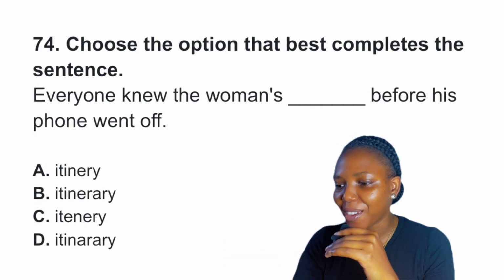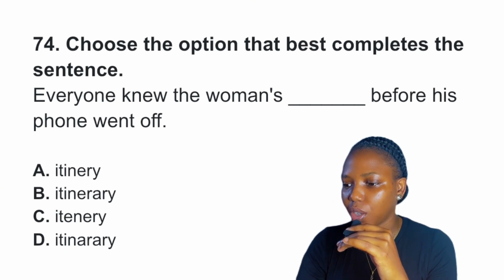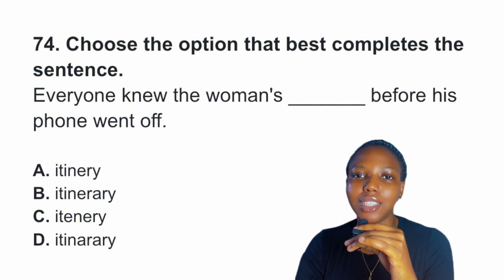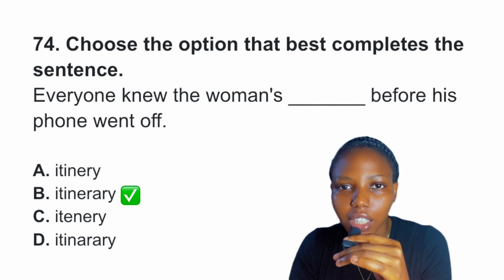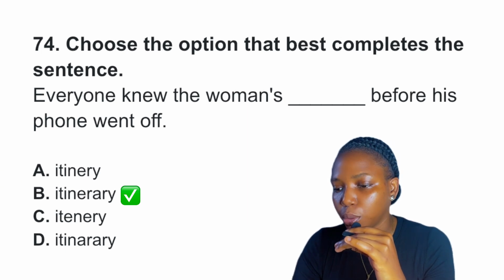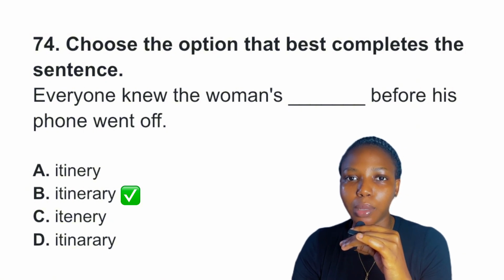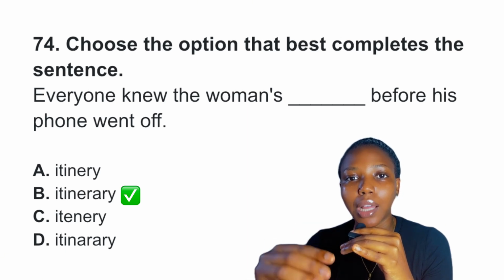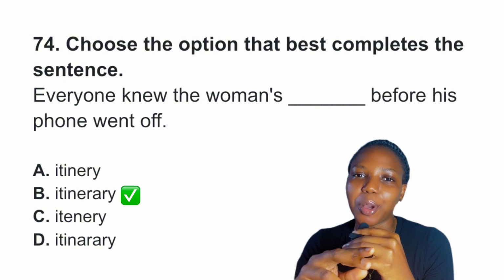Question 74. Everyone knew the woman's dash before his phone went off. So the answer to this question is option B, itinerary, right? Other options are misspellings. And what do we mean by itinerary? It's a plan, so it fits in the context of travel or journey. We say a plan of a journey. So the best answer is definitely option B.